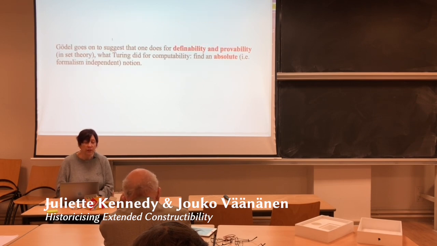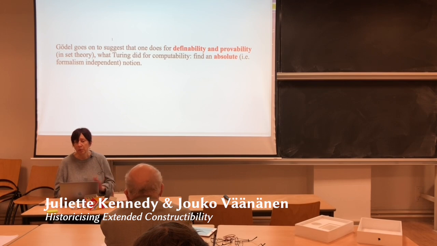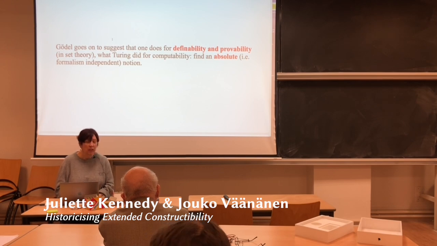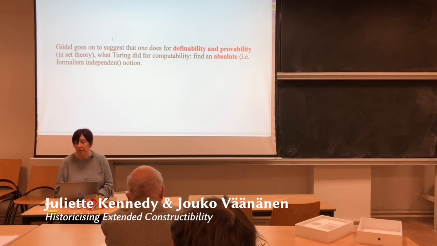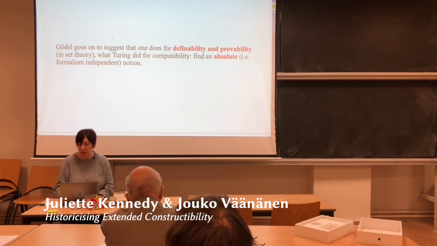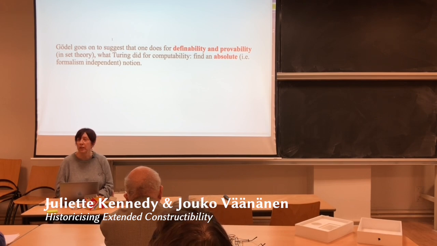He goes on to suggest, praising Turing very much for what Turing achieved in the domain of computability, that we do for definability and provability what Turing did for computability, that is to say, find absolute notions of these. Interestingly enough, he refers to definability, provability and computability as epistemological notions.